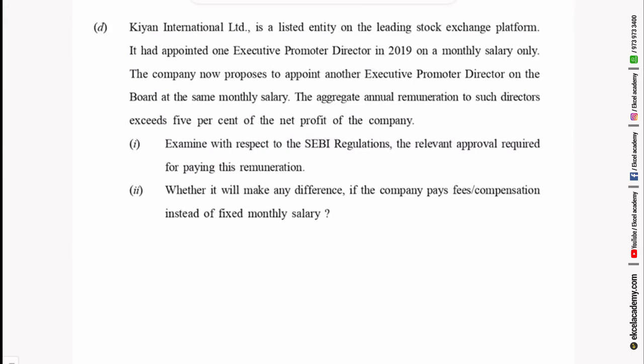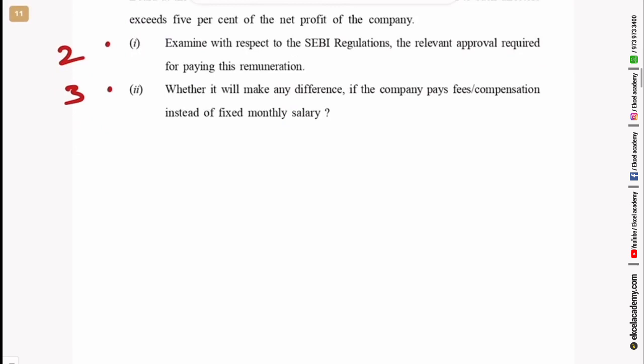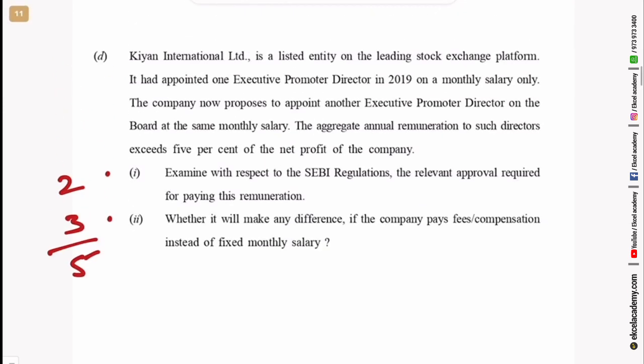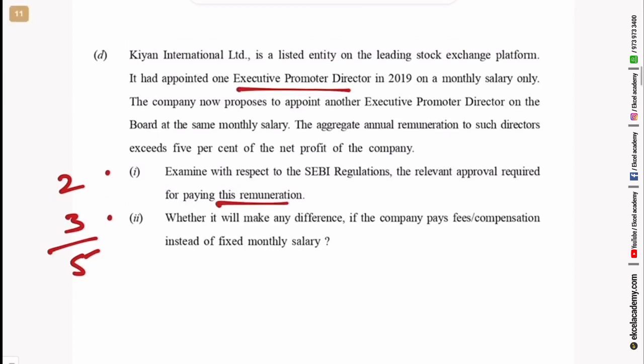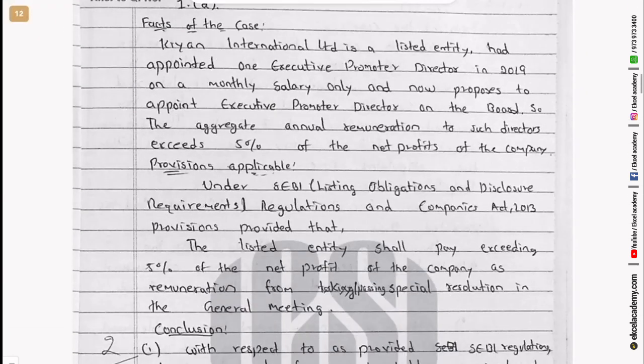So again, if you see the next question, it has 2 sub questions. Right? So when it's 2 sub questions, one question is 2 marks, one more question is 3 marks. So totally it is a 5 marks question. Correct? So this is about managerial remuneration. They've given a certain case and asked, can the remuneration be given? And if there is any fees or compensation paid, will the answer be changed?